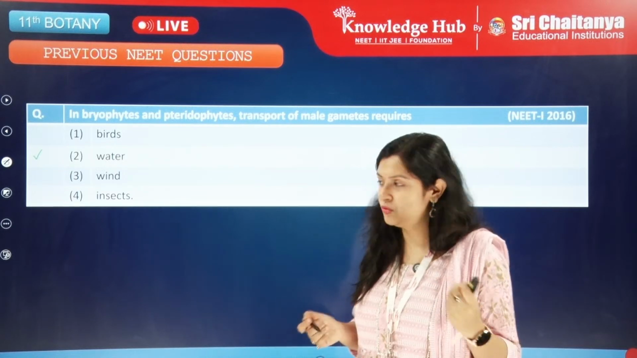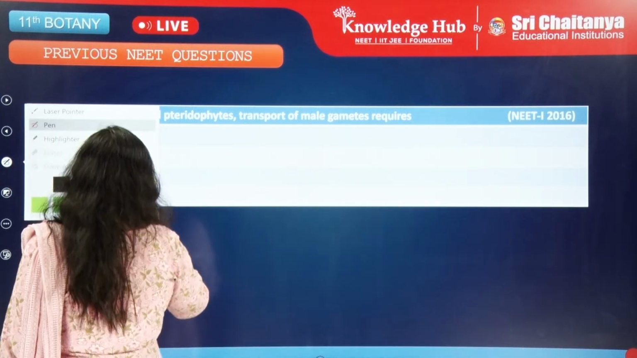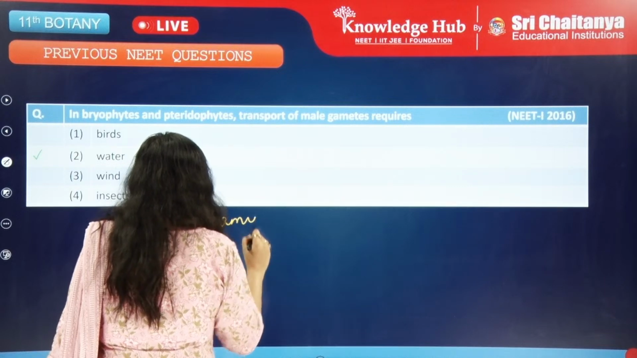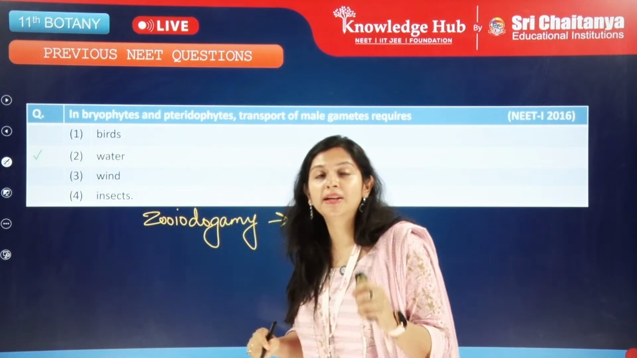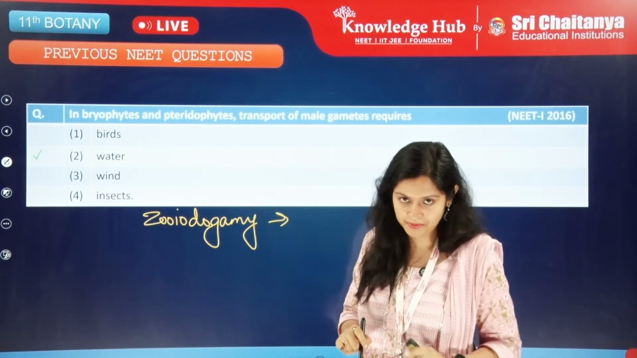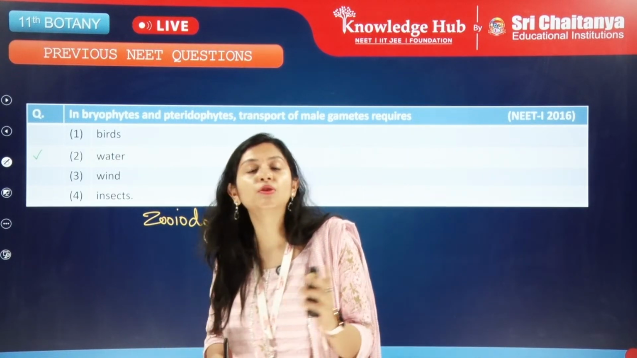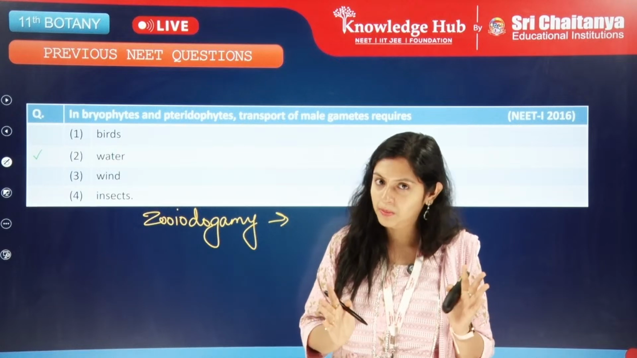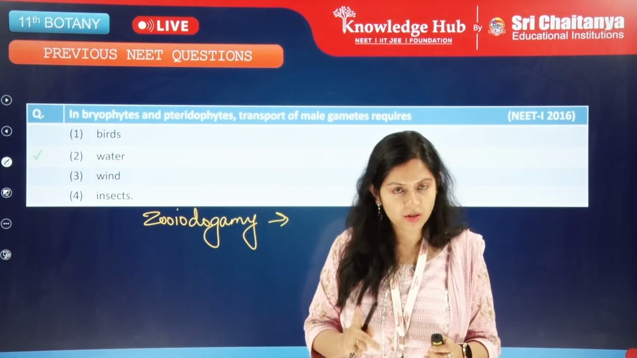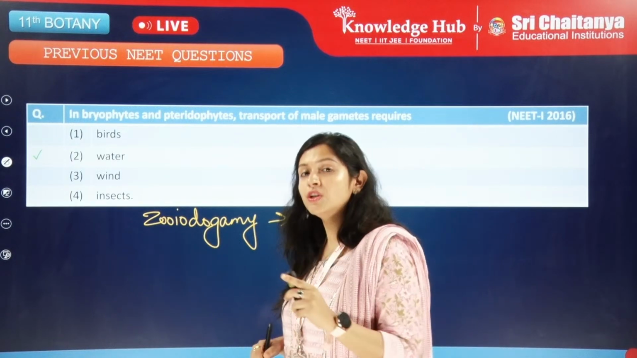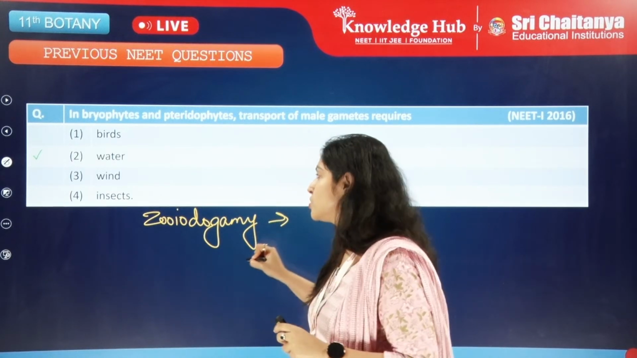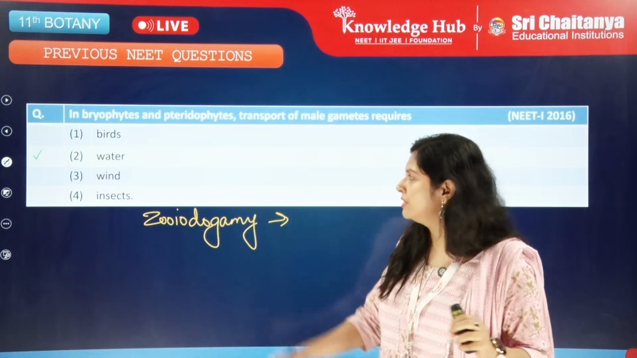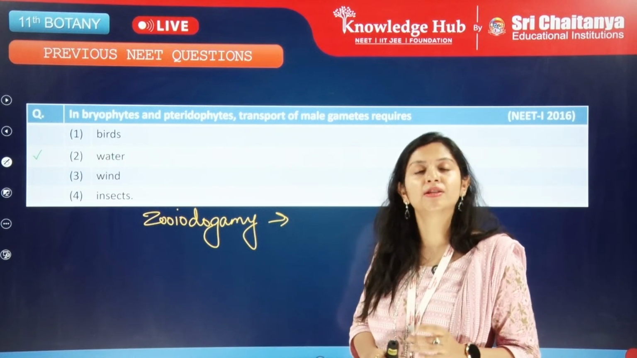Yes, of course you are correct. We are following zooidogamy. Zooidogamy is the transfer of the gametes due to the presence of water. If you don't recall the term, please go and look in NCERT, because it will be present in the bryophytes as well as the pteridophytes. Transfer of the gametes due to water is called zooidogamy, and this feature is common in the bryophytes and in the pteridophytes also.